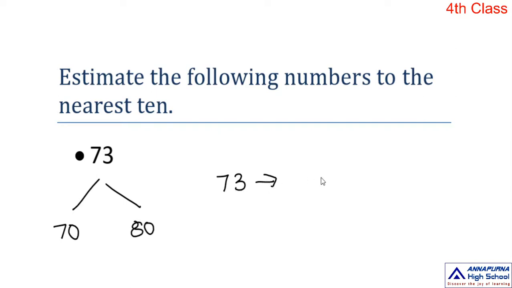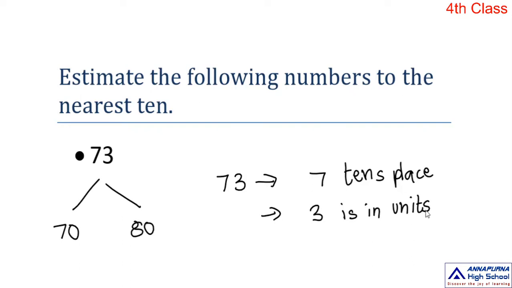So 7 is in the tens place. Where is 7? 7 is in the tens place. So what is the next digit on the right? 3 is in the ones place. So 3 is in which place? Units place or ones place.